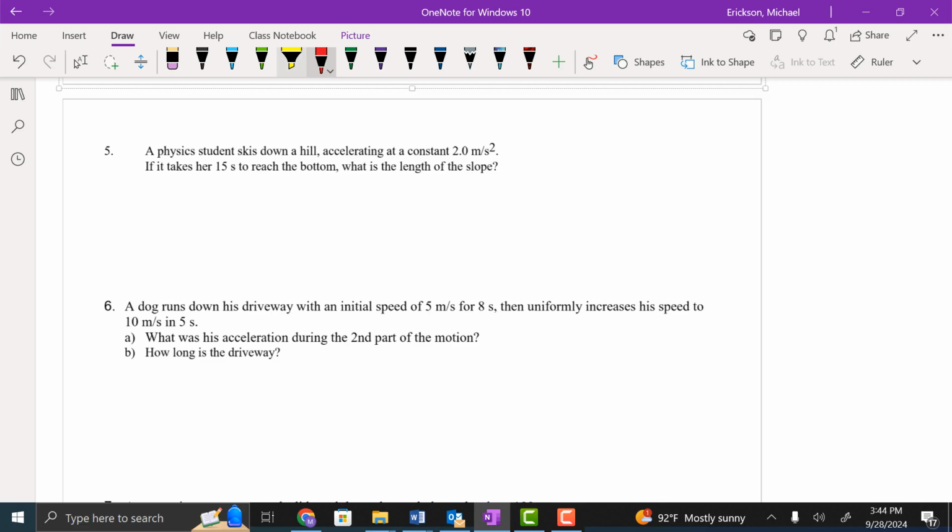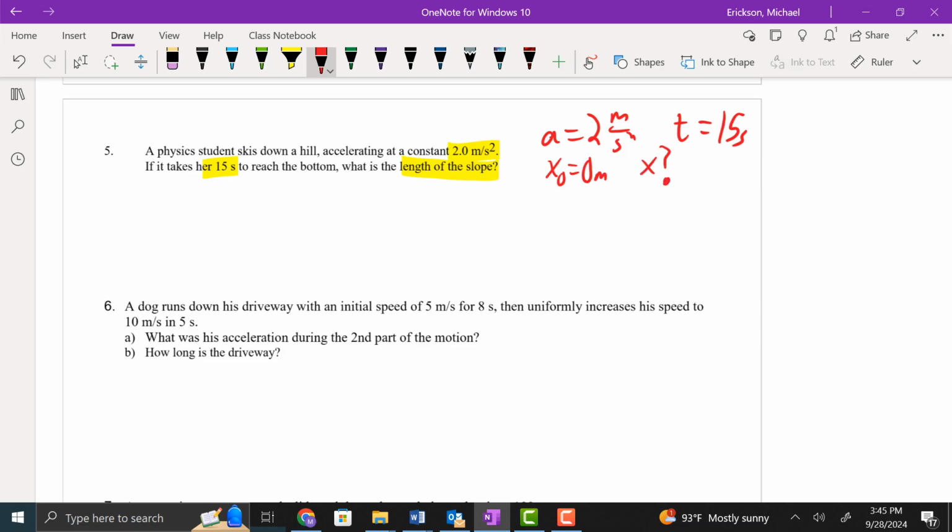So a good thing, once again, is let's just find everything they've told us. So acceleration is 2 meters per second squared. Takes her 15 seconds. Cool, we have a time. Those are two very good variables to have. They asked us the length of the slope. Now, physics students skiing down the hill, doing all this stuff, it might be hard to tell what they're trying to say here, but they're trying to say whatever the student is doing, that's going to be the length of the slope. And if I assume I'm starting at 0 meters, then I'm looking for x, essentially.